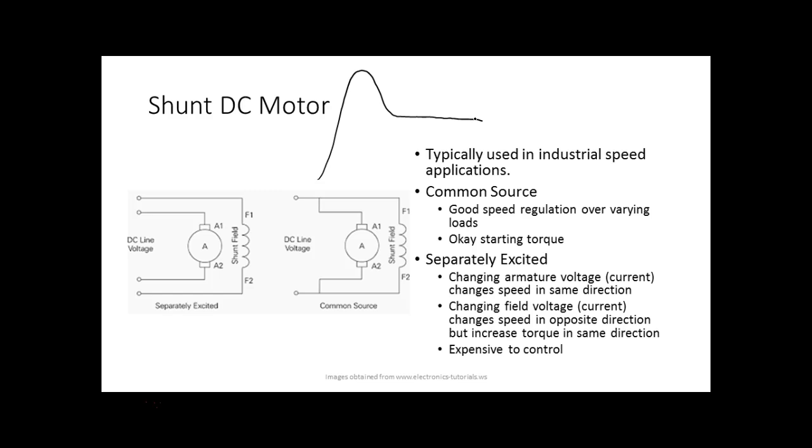So if we wanted to produce more torque at the same speed, we could increase the voltage on the field and increase the voltage on the armature the same amount, which is pretty nice. So you just get more control, but the compound motor costs more than the shunt motor.